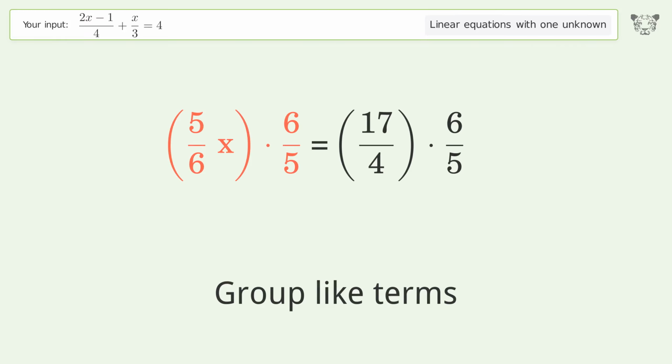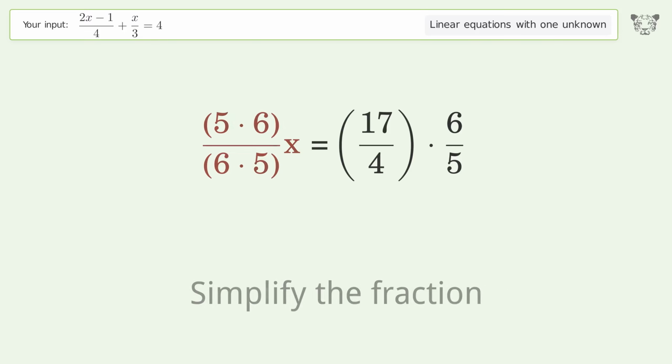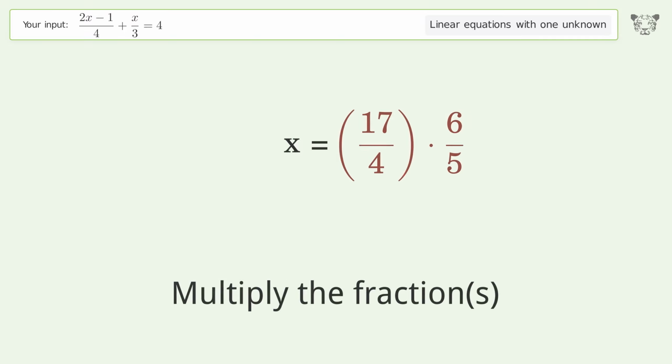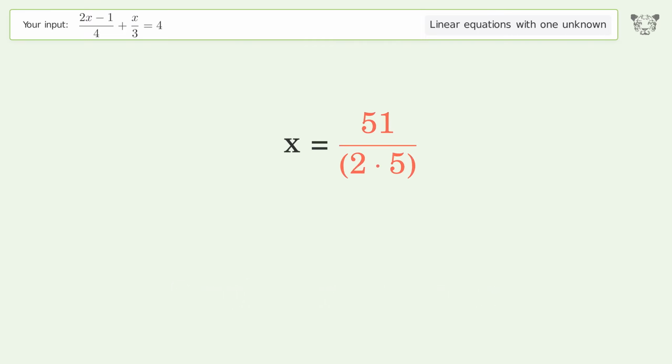Group like terms. Multiply the coefficients. Simplify the fraction. Multiply the fractions. Simplify the arithmetic. And so the final result is x equals 51/10.